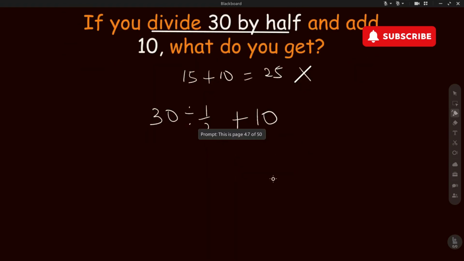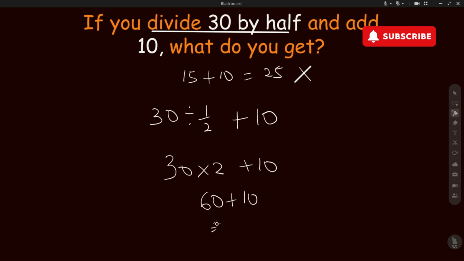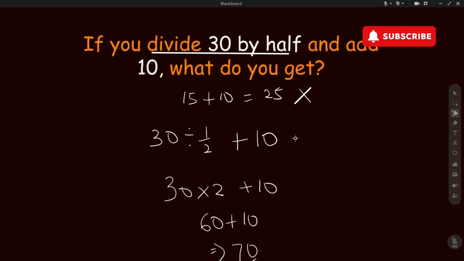Now 30 divided by half is the same thing as multiplying 30 by 2 and then adding 10. So 30 times 2 gives 60, plus 10, and the answer is 70. So let me know, did you get it right or did you make the mistake?